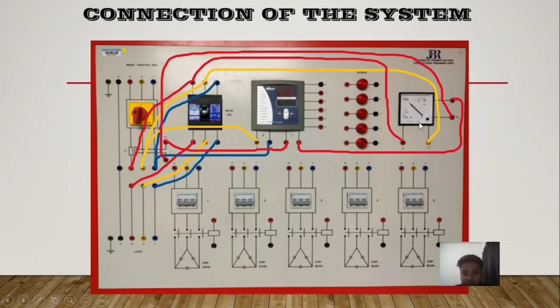Go to the analog measurement unit, and for the current, from the positive current transformer go to the digital measurement unit, and the output goes to the analog digital unit, and from the negative side of the current transformer go to the analog digital unit. So that's all for the connection of the signal.